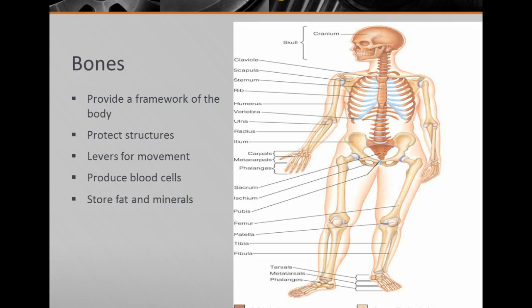So let's begin. Bones provide a framework of the body, protect structures. They are levers for movement, produce blood cells, store fat and minerals. Yellow bone marrow in the long bones contains the fat and connective tissue as opposed to the red bone marrow from the sternum, ribs, and ilium that produces red blood cells.